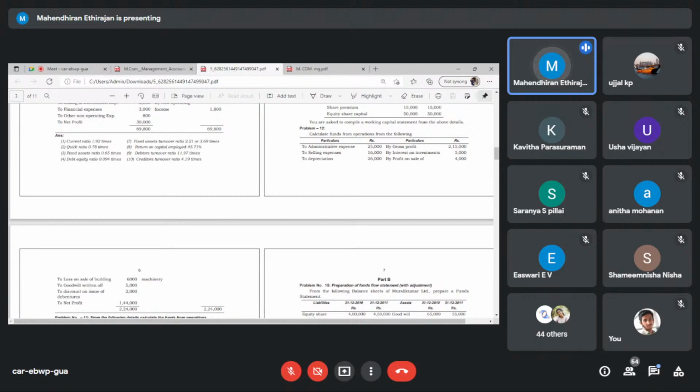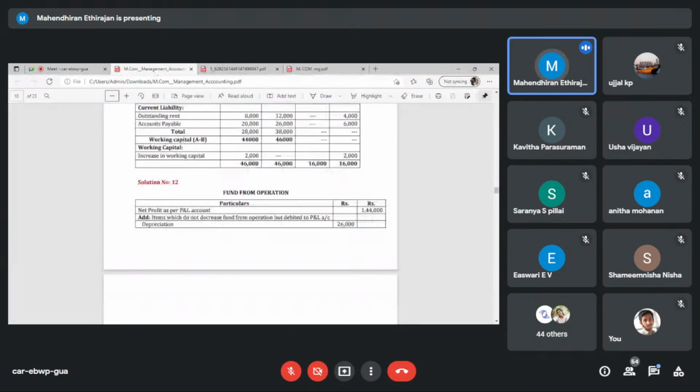So the business people want funds from operation, meaning the actual operation, how much quantum of amount they have in their hands. The remaining portion will be made up by debt or by arranging a loan. Okay. So the amount will be there. Net profit will be 1,44,000.